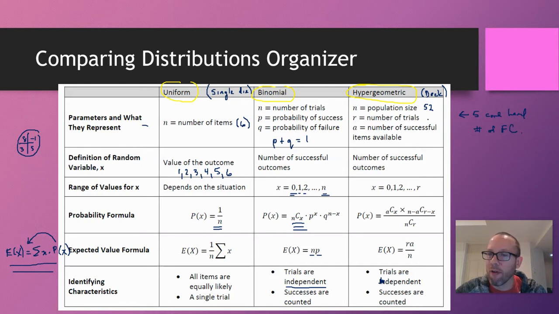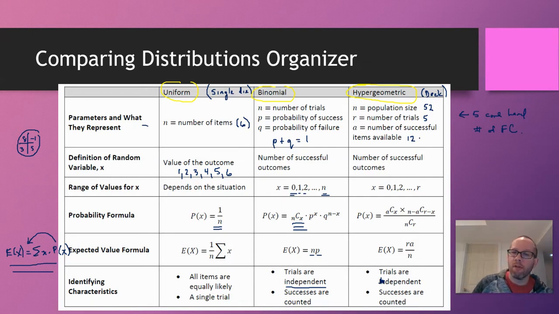Well, if you're dealing out a 5-card hand, that's 5 trials, 5 cards being dealt. And we're looking at each one of those trials and thinking of what is a success being a face card. And the number of face cards available is 12. There's 4 jacks, 4 queens, and 4 kings.